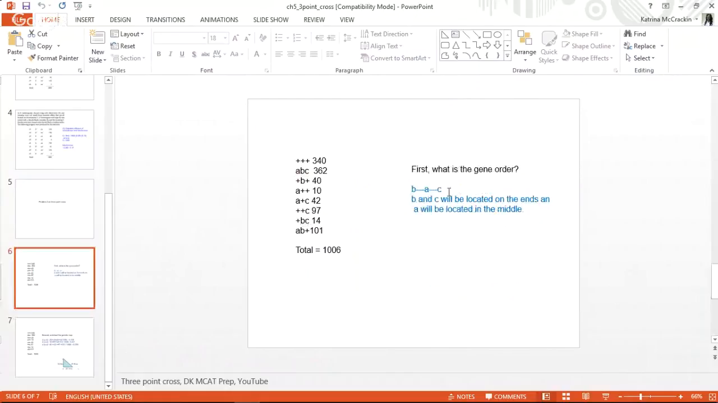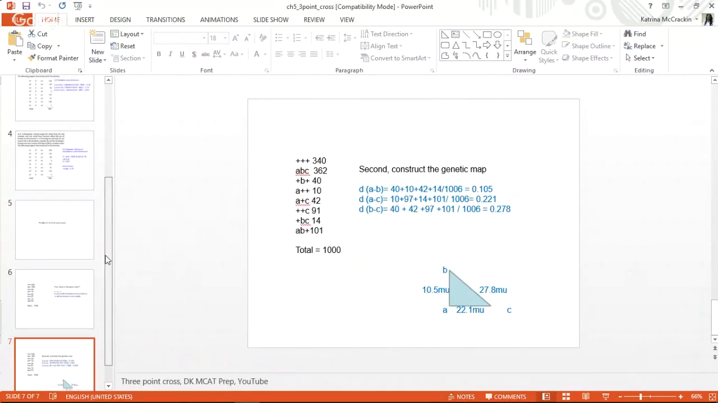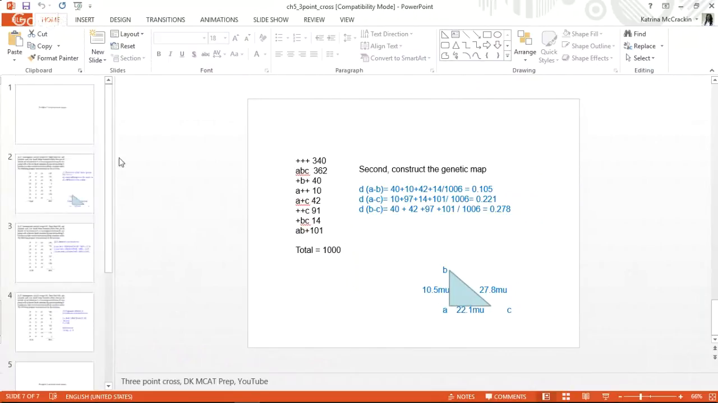And we know that because B and C are on the ends, so you know that they'll have the bigger map units. We know that A is in the middle, so the distance between A and C was 22.1, and the distance between B and A was 10.5. And that is how I worked out Chapter 5's problems with 3-point cross.